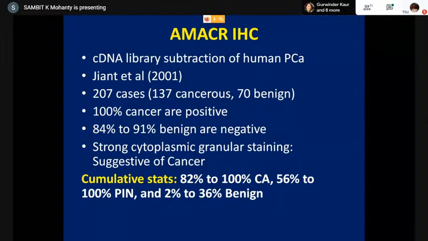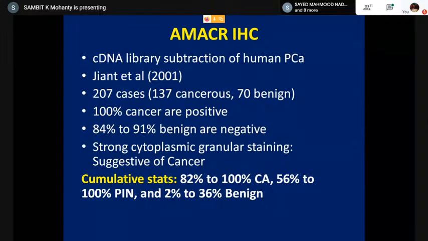When you see strong cytoplasmic granular staining, that is suggestive of cancer. Again, morphology and the clinical scenario determine whether you call it benign versus cancer. PIN is cancer, so it is positive, but the highest rate is in cancer, and the benign stains are usually wishy-washy and weak, if present at all.